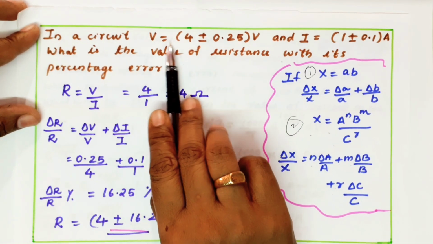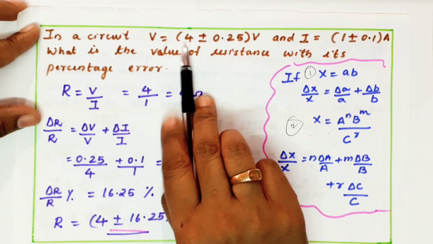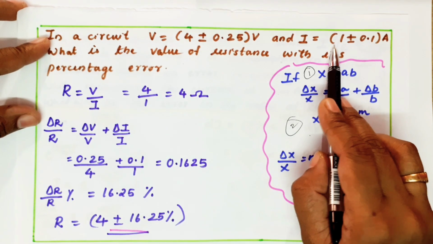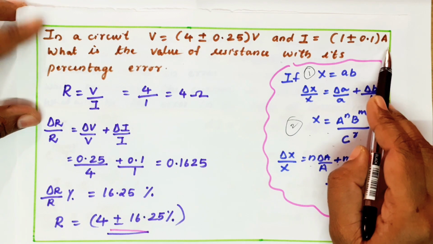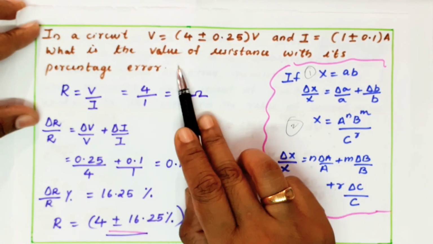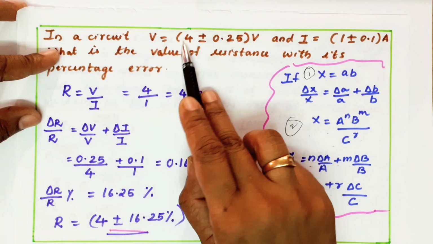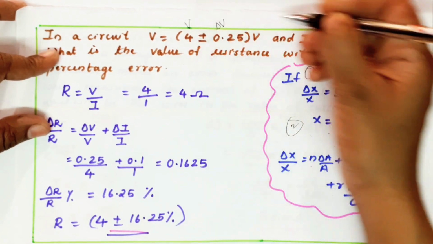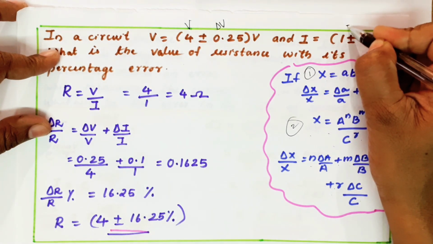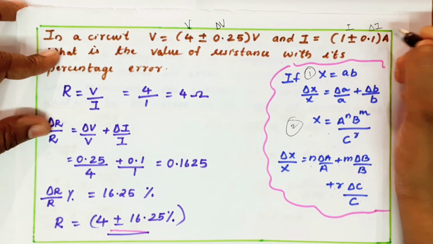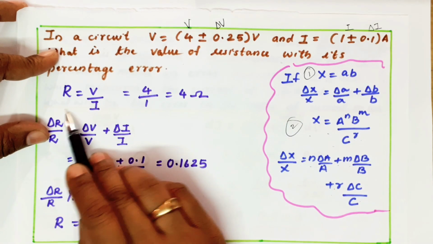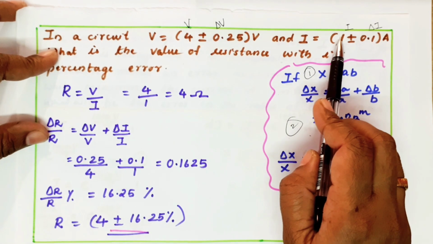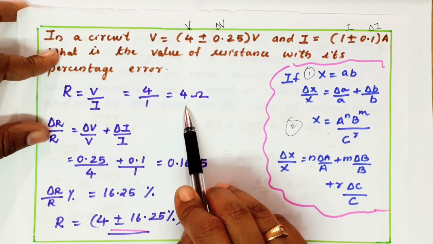See the example. In a circuit, the voltage is given as 4 plus or minus 0.25 volt. Current is given as 1 plus or minus 0.1 ampere. What is the value of resistance with percentage error? So if you see an equation like this, first one is the voltage value, next one is the error value. The first is the current value, next is the error in the current. So I am writing an equation for resistance. First, R equals V by I. V is 4, I is 1. 4 by 1 is 4 ohm.